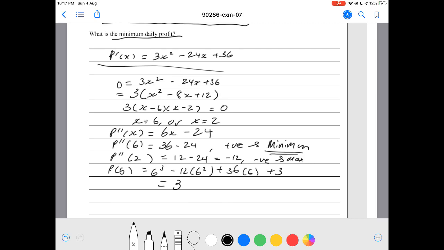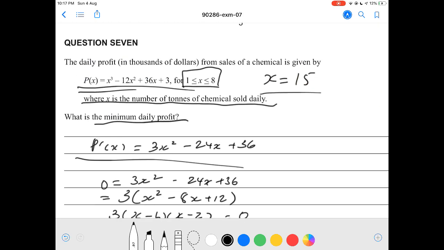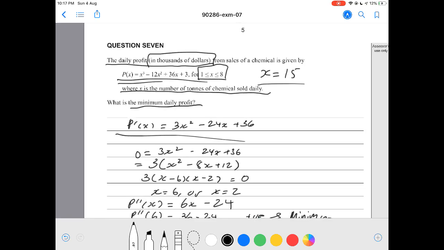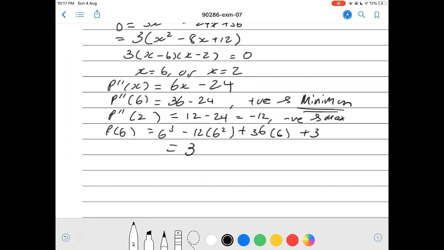However, that's not your final answer. Your final answer is the daily profit in thousands of dollars. That's so important to note, okay? It says in thousands of dollars, and if you give your answer as 3, you'll get marked down. You don't want to get marked down, so therefore you'll leave your final answer as $3,000.